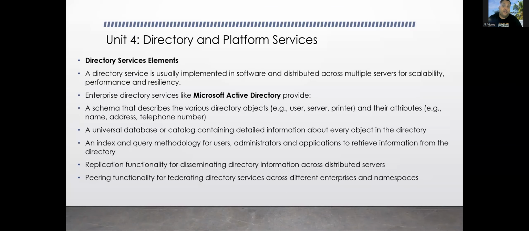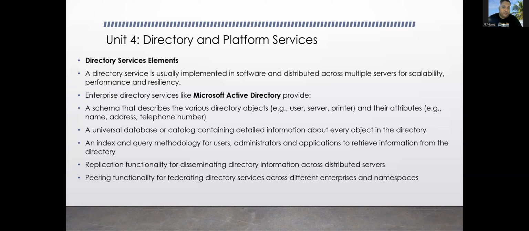So, directory service elements. A directory service is usually implemented in software distributed across multiple servers for scalability, performance, and resilience. Enterprise directory services like Microsoft Active Directory, hint, hint, nudge, nudge, that's what we're going to be talking about mostly. A schema that describes the various directory objects, users, servers, printers, and their attributes, names, addresses, telephone numbers. A universal database or catalog containing detailed information about every object in the directory. An index and query method for users, administrators, and applications to retrieve information from the directory.